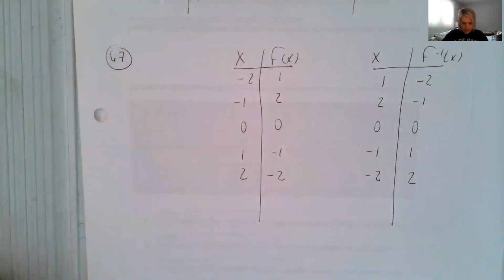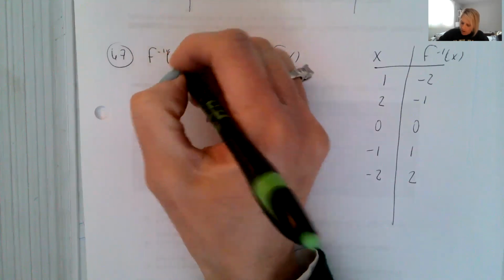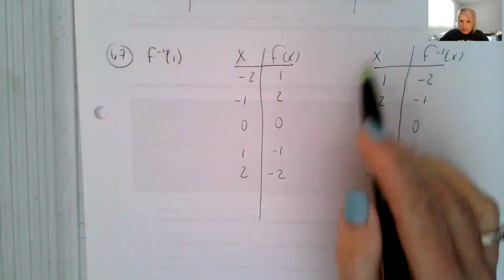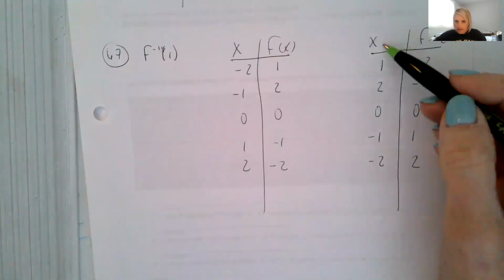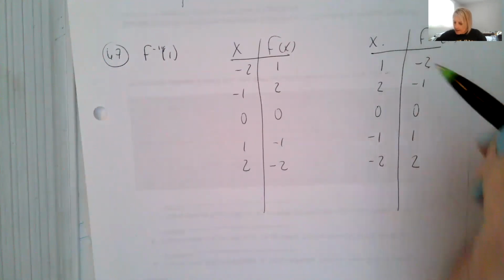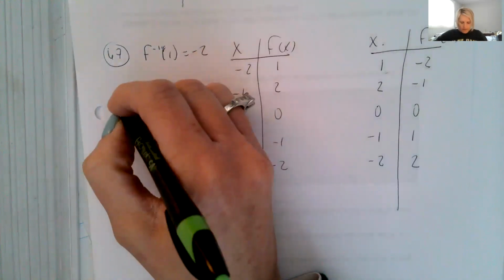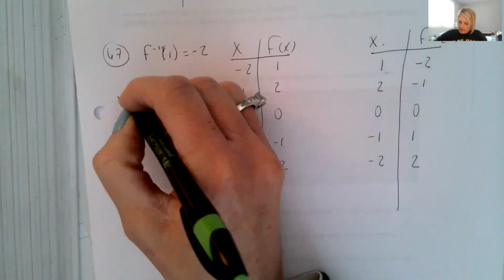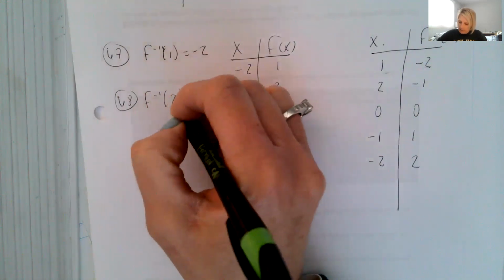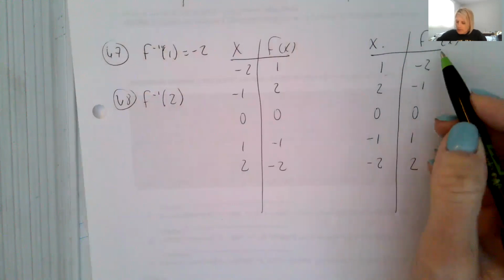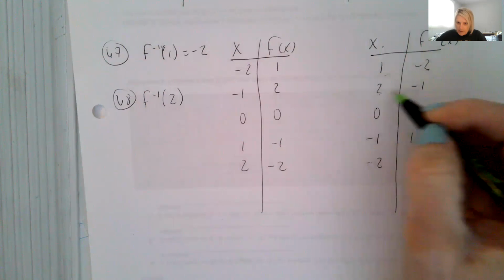Okay, so 67 says the inverse function at 1. So I'm going to the table of the inverse function, that's table 2 over here, and I'm going to put 1 in. So when I put 1 in, I get -2. So let's do 68 together just so we can see. So 68 says the inverse function at 2. So I'm going to go to the inverse function, put 2 in, and I get -1.